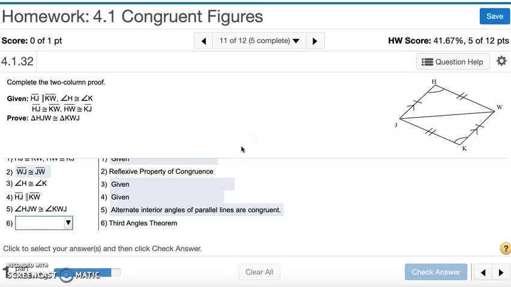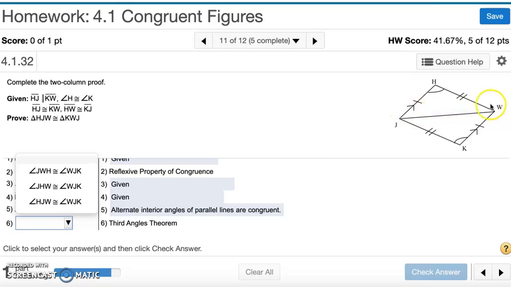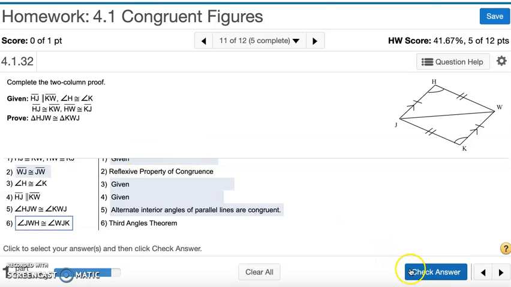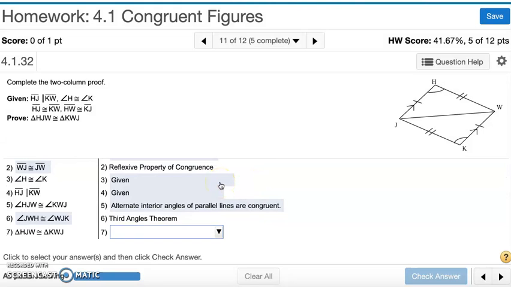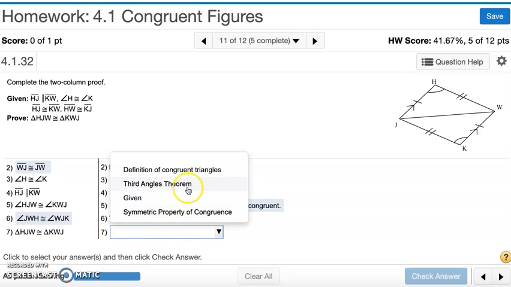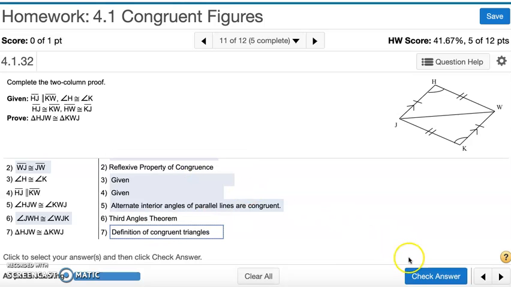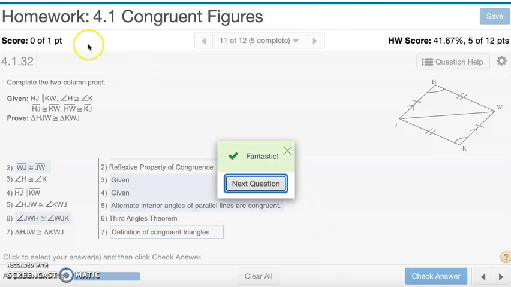So the only ones we haven't addressed yet are JWH and WJK. So therefore, if all 3 angles are the same, and we have all 3 sides being the same, we have the 2 triangles themselves being the same. And that is number 7, which completes number 11.